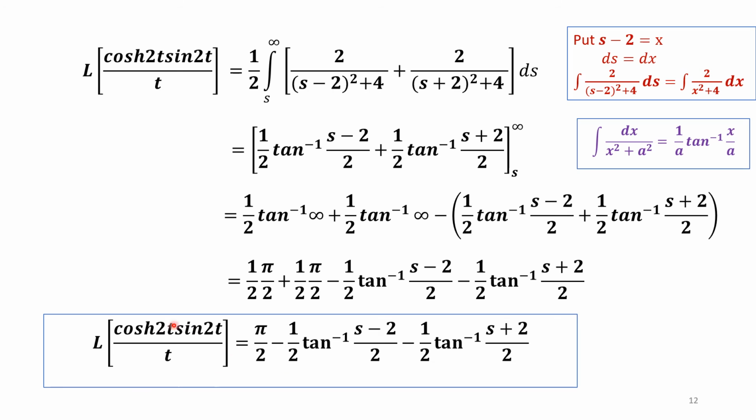So whenever we are given Laplace transform of some function divided by t, we have to make use of the property of division by t. For that, we have to calculate the Laplace transform of the numerator. That answer has to be integrated with respect to s between the limits s and infinity. So two types of integrations normally we are having. One is tan inverse, other one is log. So when we have sine function, it reduces to tan inverse function, and when we have cos functions, then we have log function.